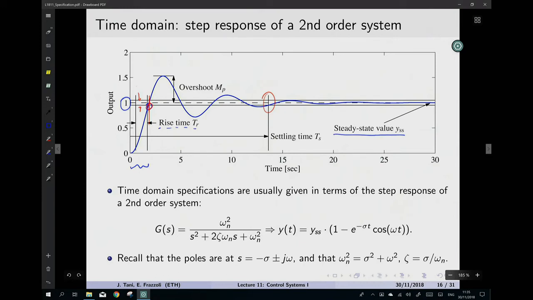The settling time is basically the value for which the system's response is contained within a bound around the reference and never leaves anymore.